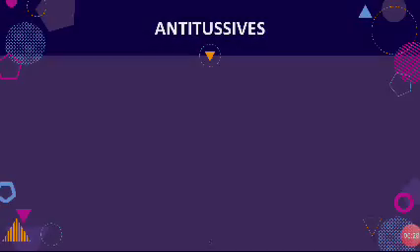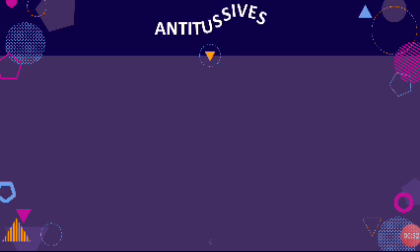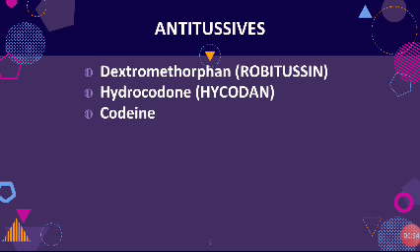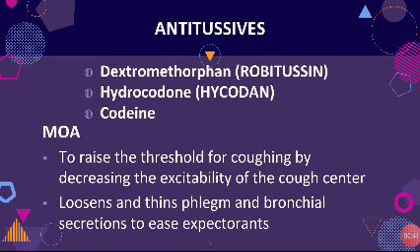Drug classification is antitussive. Generic name is dextromethorphan and guaifenesin. Brand name is Robitussin DM. Its mechanism of action: dextromethorphan acts on the cough center in the medulla to raise the threshold for coughing by decreasing the excitability of the cough center. Guaifenesin, on the other hand, loosens and thins phlegm and bronchial secretion to ease expectoration.